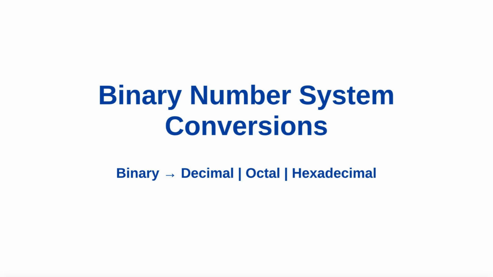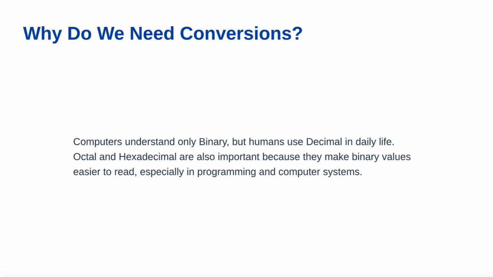In this lesson, we're going to learn binary number system conversions: binary to decimal, binary to octal, and binary to hexadecimal in a very simple and clear way. Computers understand only binary numbers, but we humans usually work with decimal numbers. Octal and hexadecimal are also very important in programming because they make long binary numbers easier to read and understand. That's why learning conversions is really useful.